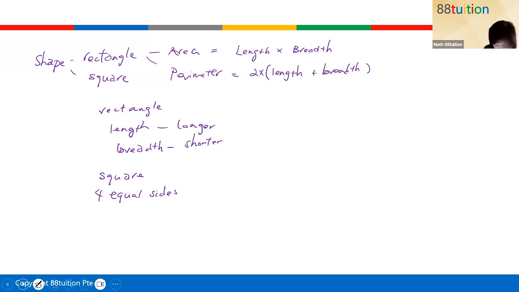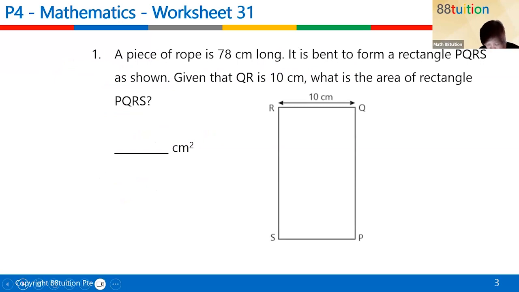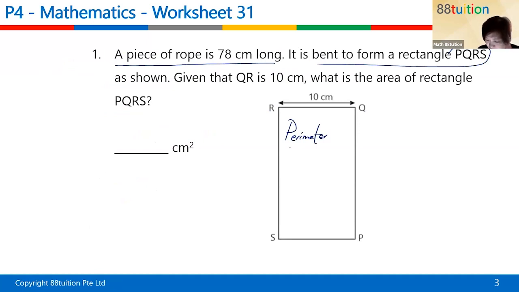Okay, let's start. A rope is 78 centimeter. A piece of rope is bent to form a rectangle. So meaning to say, he's trying to tell you that this is the perimeter, which is equals to 78 centimeters. And then here is the breadth, which is 10. Given that already, will you be able to find the length or not? Let's take a look. How to find this length?